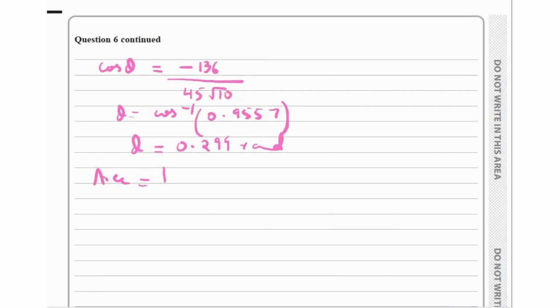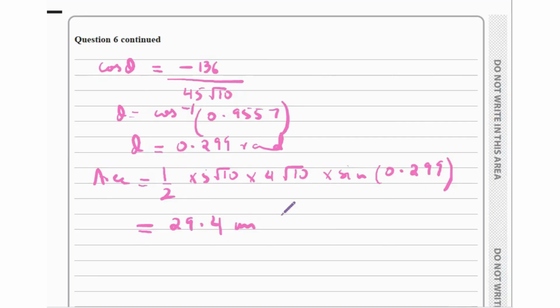So now for the area, it's going to be 1 over 2 times 5 root 10 times 4 root 10 times the sine of 0.299. Plug this in the calculator and what you get is 29.4 units square. That is the area of the triangle OAB.